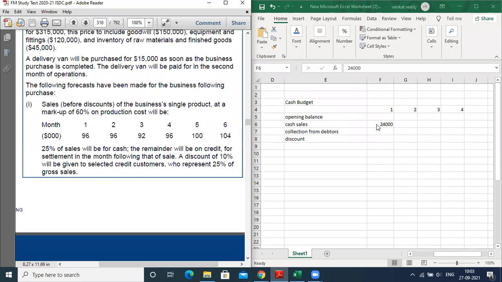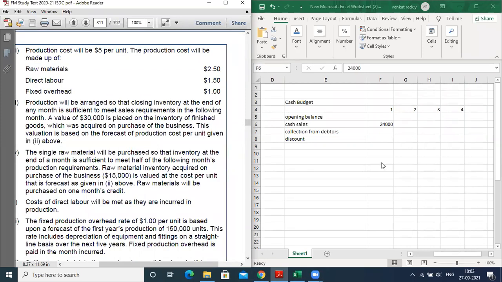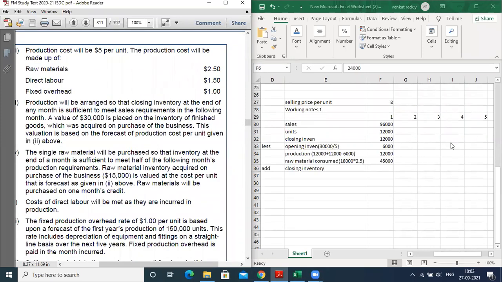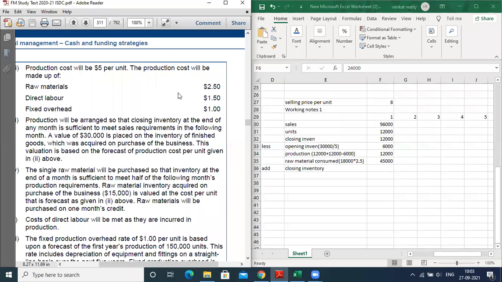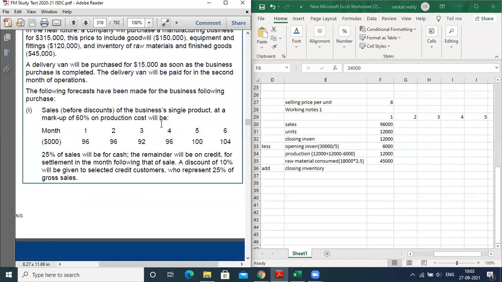So in order to get the payment, now generally the first payment would be purchases. Now here there is no clear information regarding the purchase. So for calculating the purchases, we started with a working note. So in order to get the working note, first the sales. So the total sales is 96,000 as per the question, and units. So in order to get the sales units, we need to get the selling price per unit. So here they clearly mentioned that the sales are 60% of the production cost.